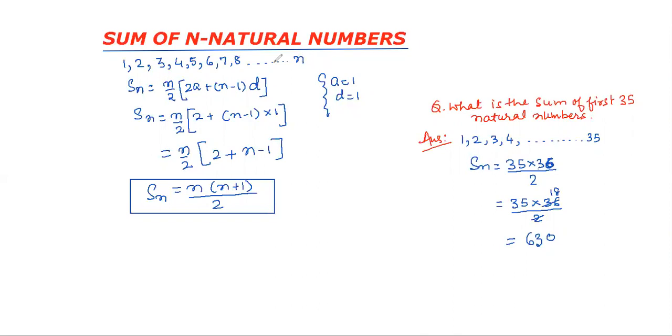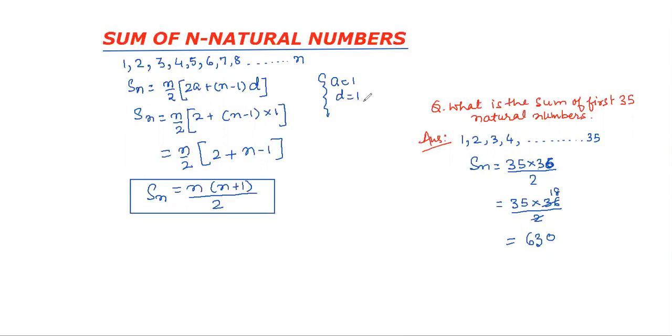1, 2, 3, 4. First place the number is 1. Second place the number is 2. Third place the number is 3. Similarly, nth place the number is n. You want to find the sum of natural numbers up to n. Now here is our formula. Sn is equal to n by 2 times 2a plus n minus 1d, that we have learned just now. A is 1 in natural numbers and d is also 1 in natural numbers, children.